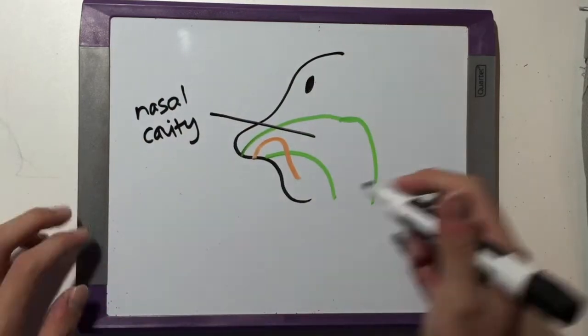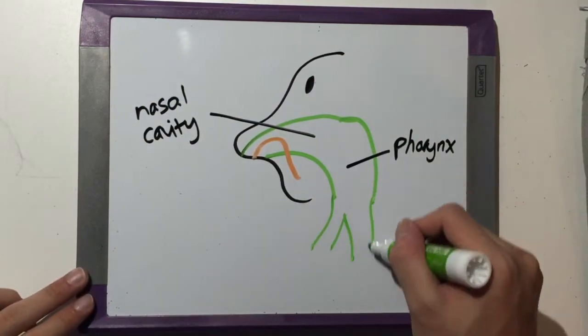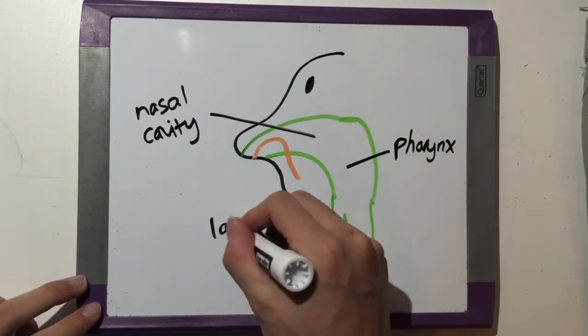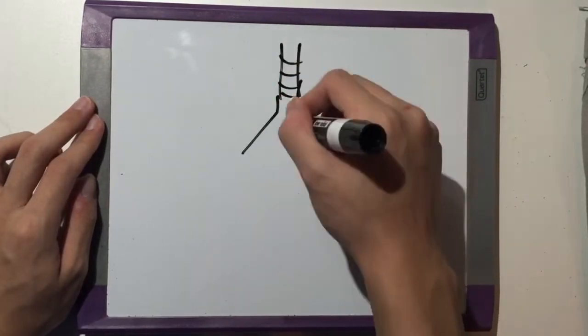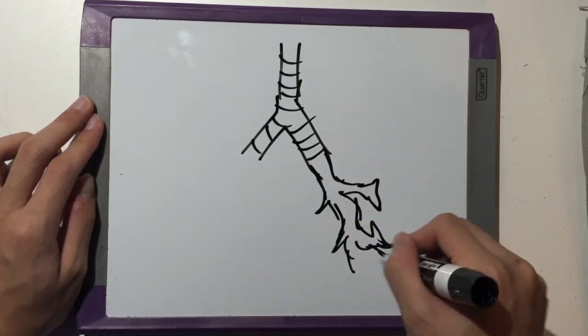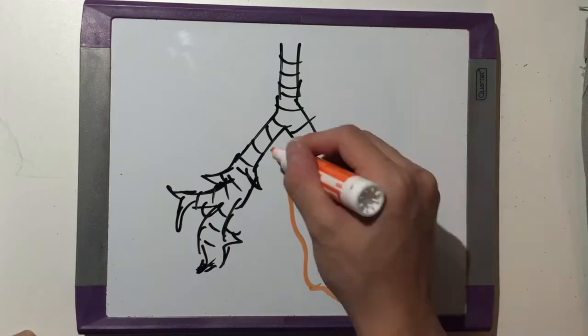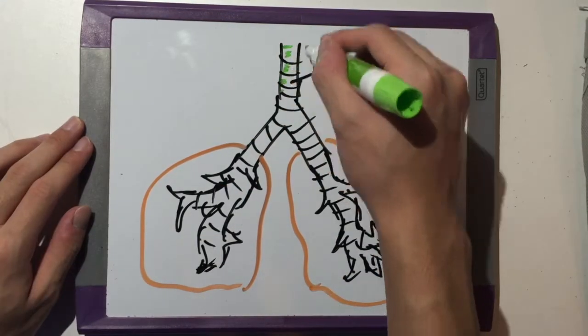Then, the air gets into our pharynx, which is a common passageway for food and air. The pharynx passively allows the flow of air into the larynx, which is our voice box, known as the Adam's apple. Then, the air travels down the trachea. The trachea carries air from the larynx into bronchi. The trachea is held open with C-shaped cartilaginous rings for a strong support.